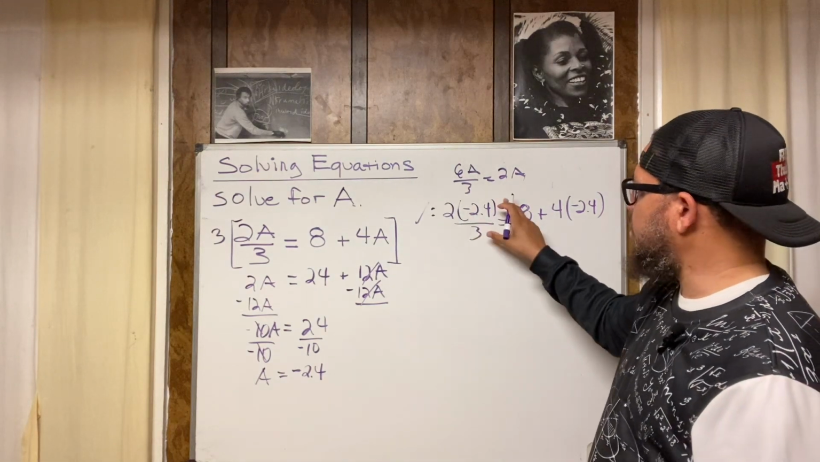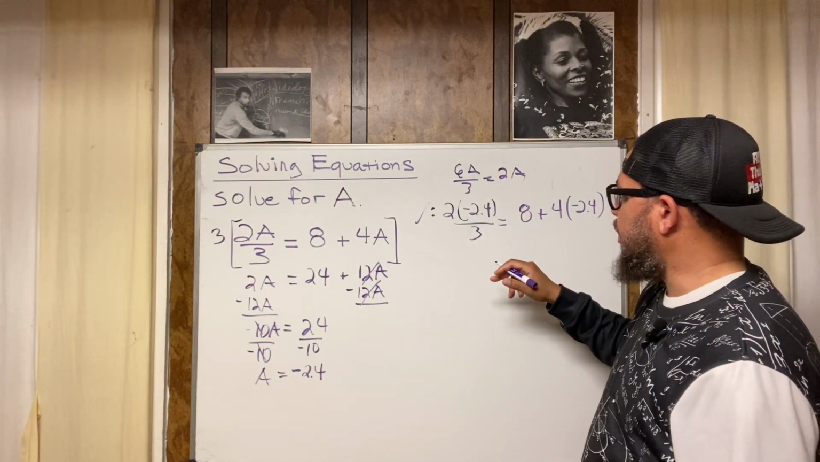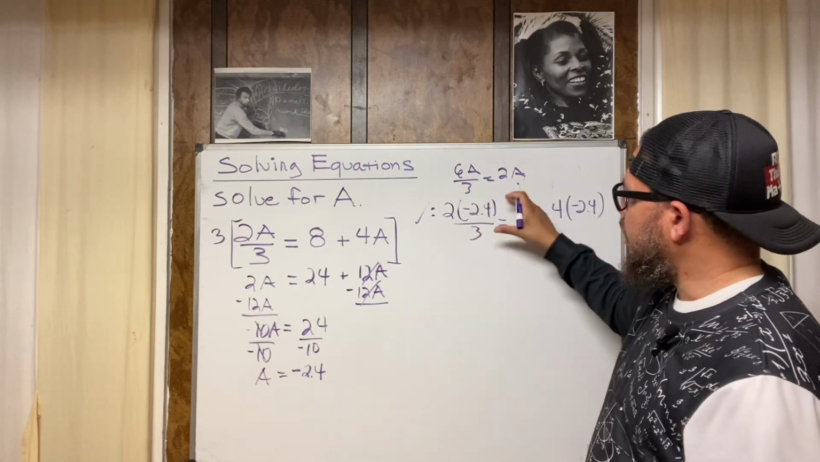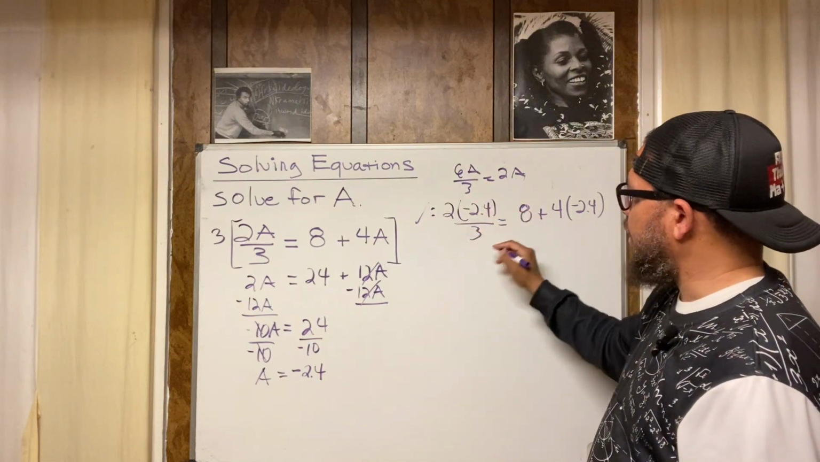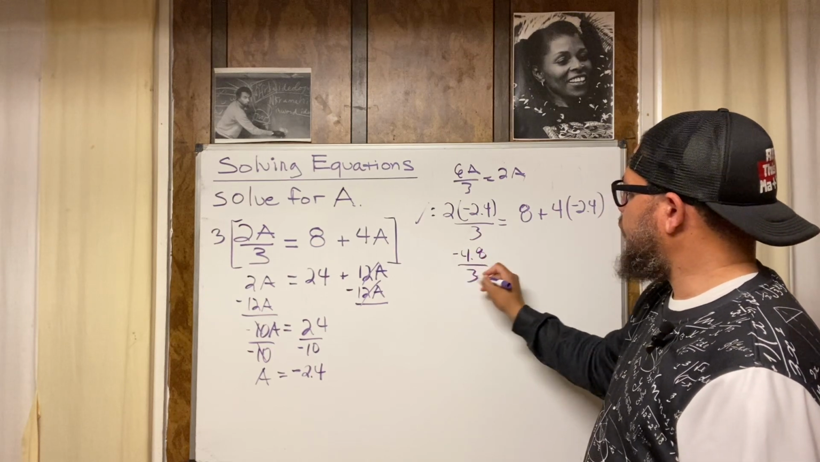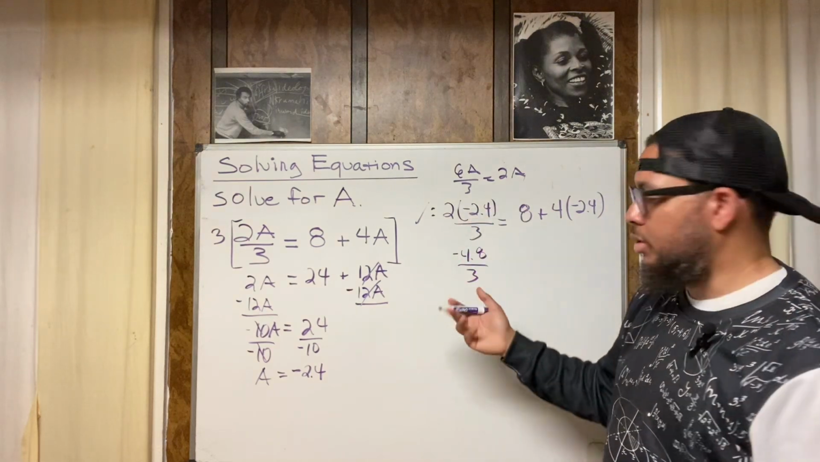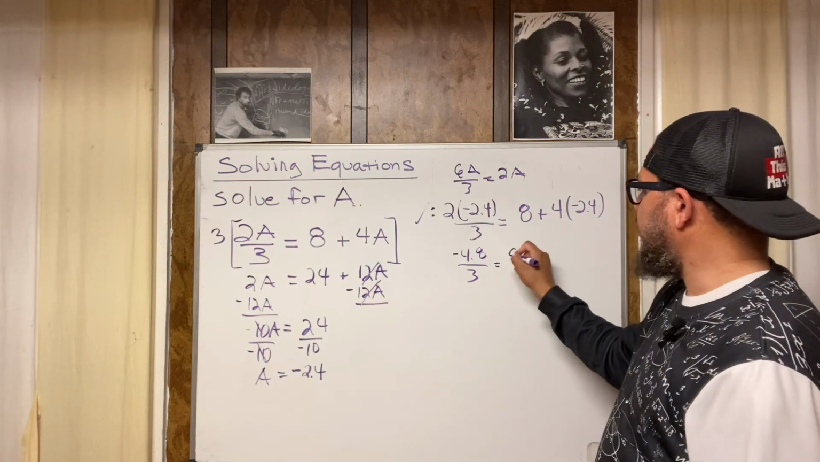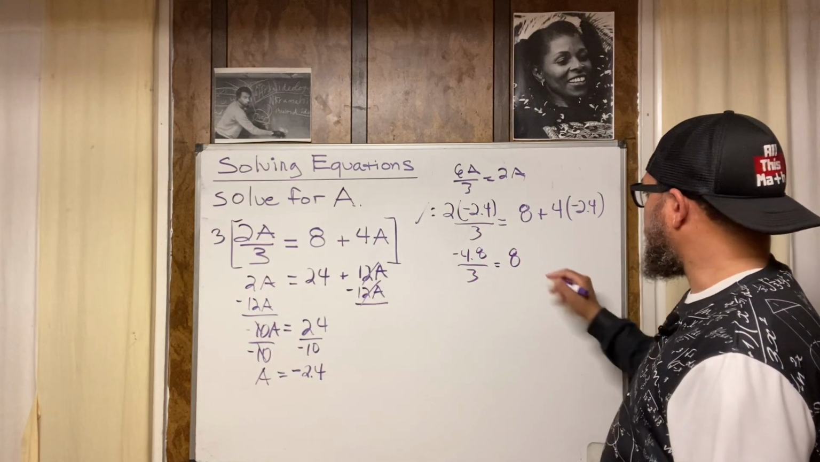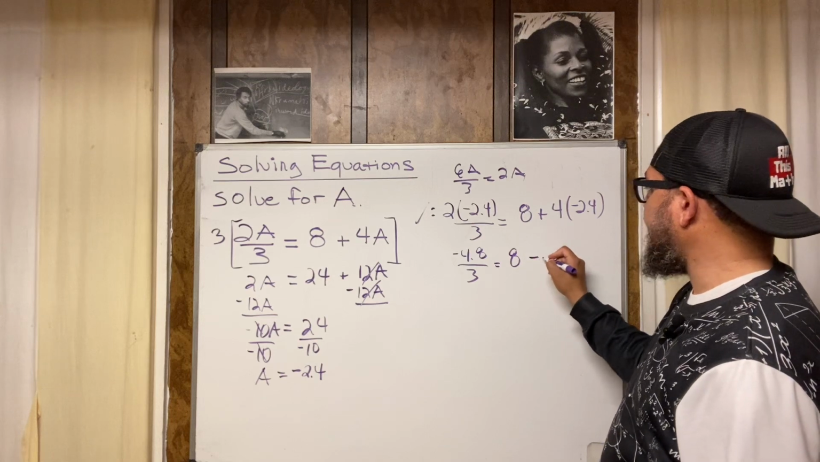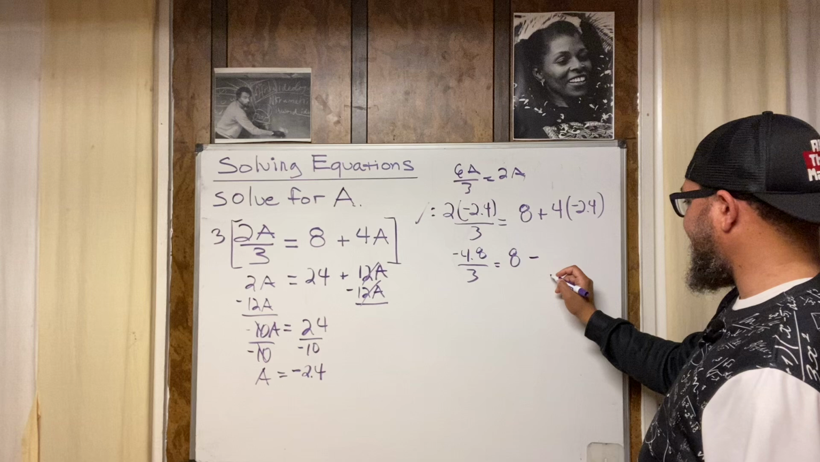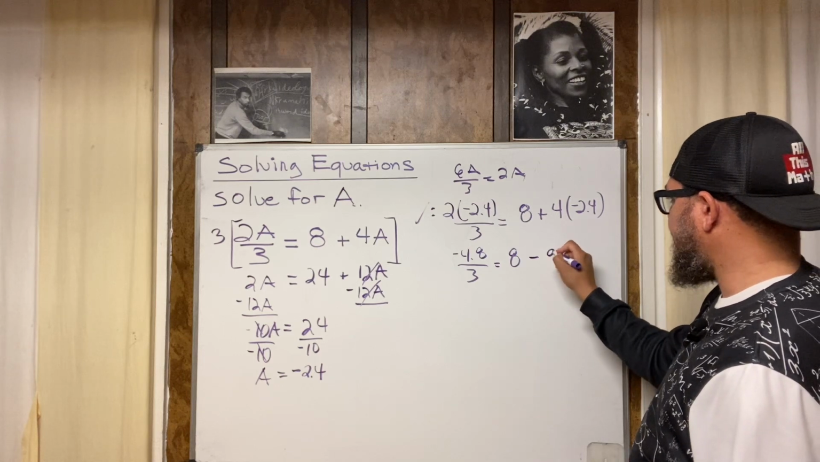Now 2 times negative 2.4, right? You gotta have some multiplication skills. If you do 2 times 2, that's 4. 2 times 0.4, that's 0.8. So that's negative 4.8 over 3. Negative 4.8. If you throw that in the calculator, it's going to give you negative 4.8. All right. Then we got over here, we got 8. And then 4 times 2.4 is going to be negative, because a positive times a negative gives you a negative. That's going to be negative 9.6.